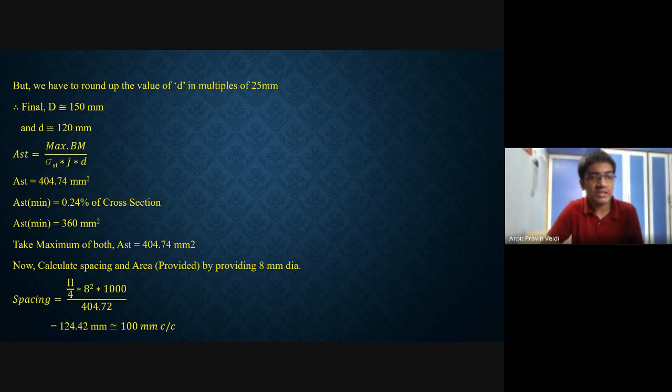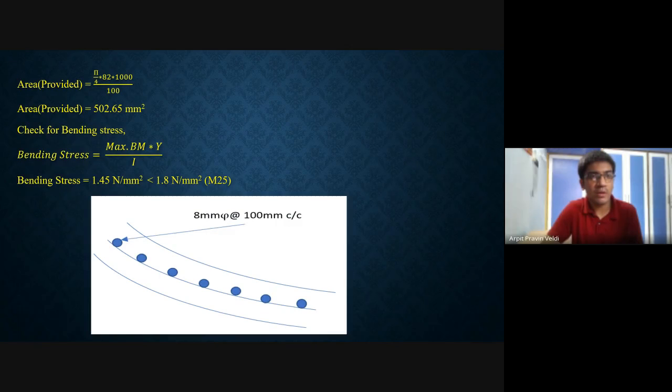Then we calculated AST and then AST minimum. And we take the maximum of both, which I have got 404.74 mm square. Then we go for spacing and area provided by providing 8 mm dia. We got 100 mm center to center spacing. Then we provide area provided. We got 502.65 mm square.